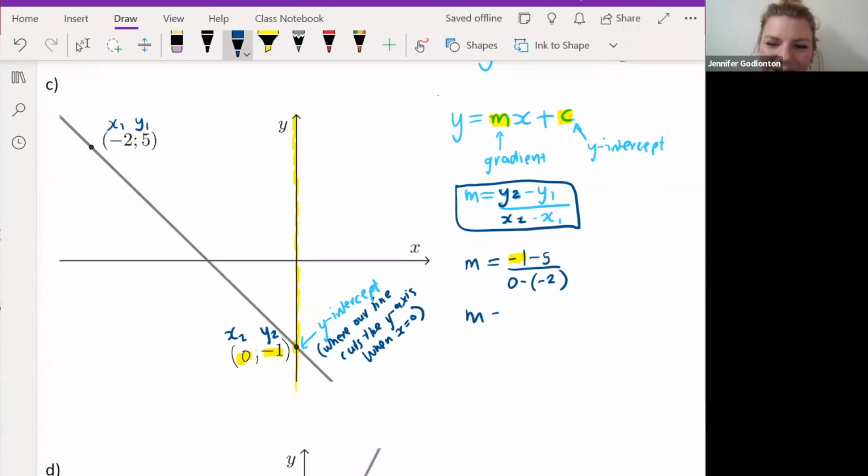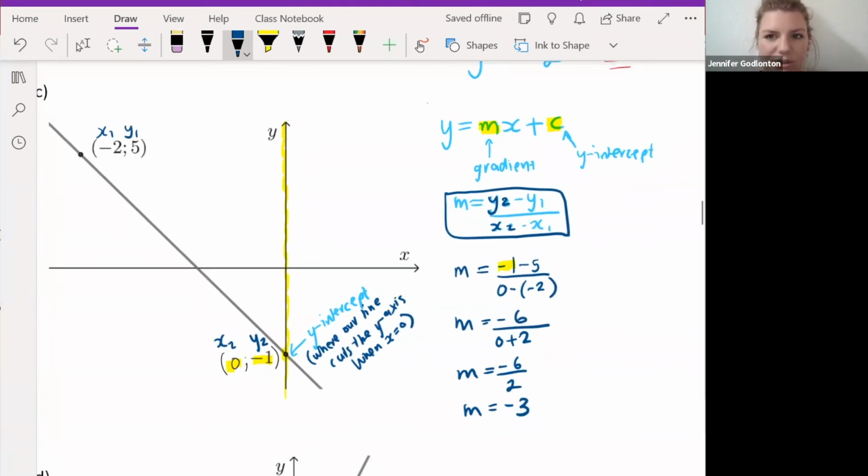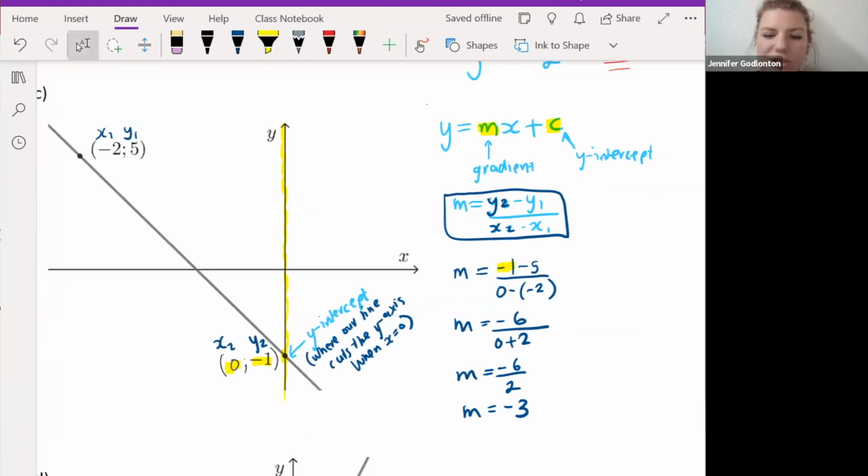Okay, so what we land up with over here is -1 minus 5 is -6. And then down at the bottom, we're going to have 0 plus 2 because those two negatives make a plus. So that's going to give us -6 over 2, which gives us -3. Be careful, make sure that it's a negative. I'm seeing some answers with the 3, but just make sure it's -3. Once we have m, that's a good start. Now we just need our y-intercept, and our y-intercept is that point over there.